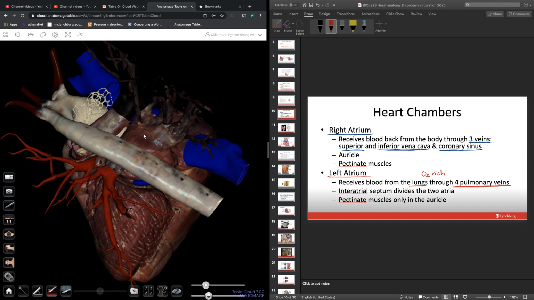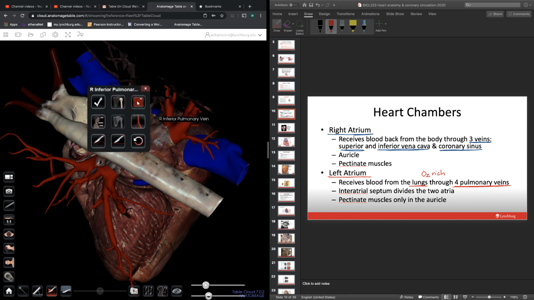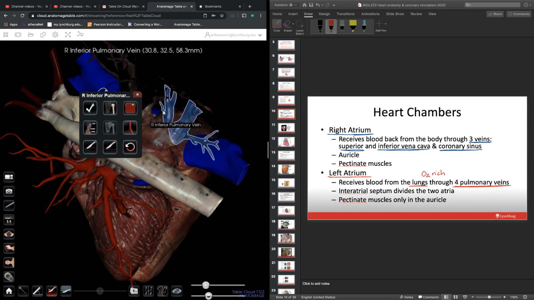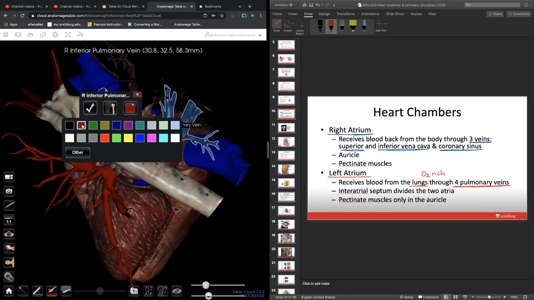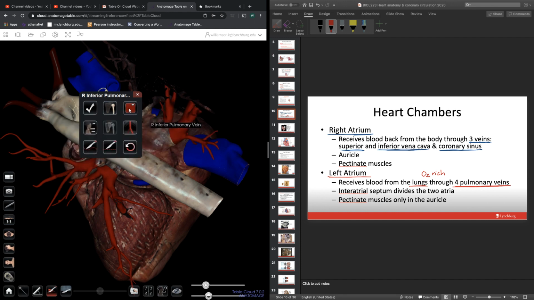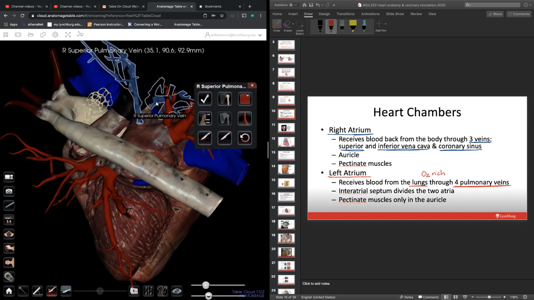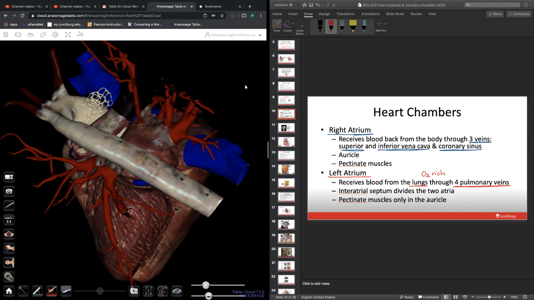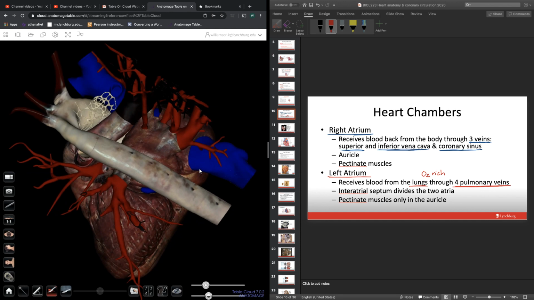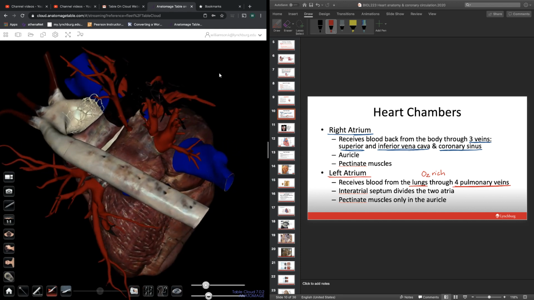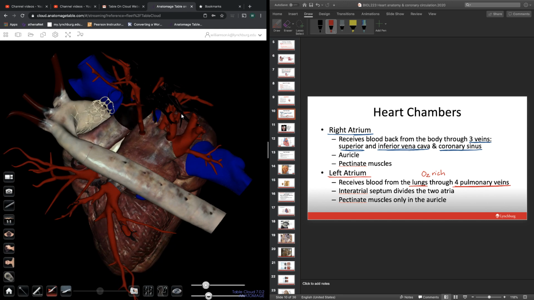Now, if we look at the right side of the atrium, we've got the right pulmonary veins. So here's an inferior pulmonary vein, and then if we go superior to that, we're going to have the superior pulmonary vein. So this is a posterior view, and we're going to see left and right pulmonary veins draining into that left atrium.